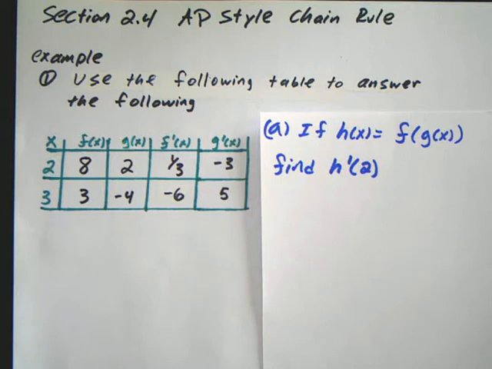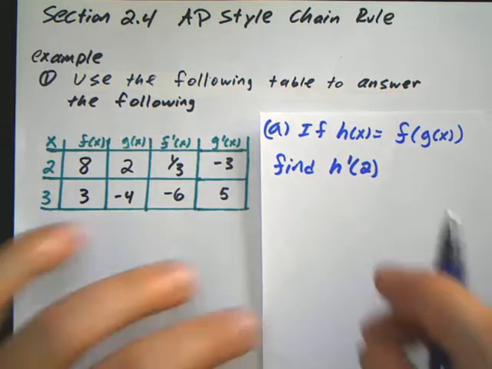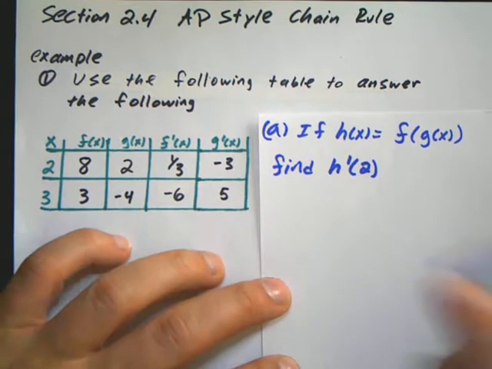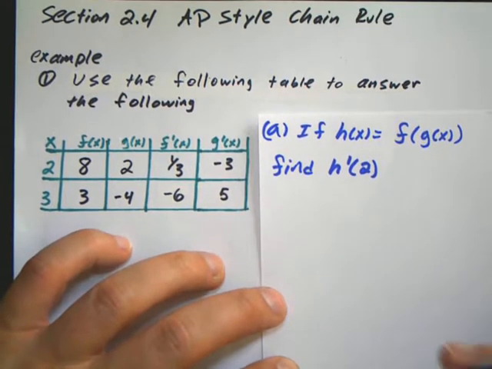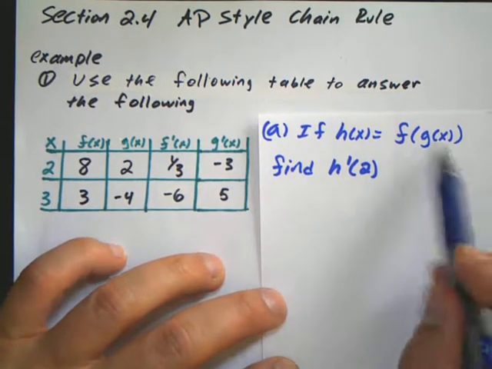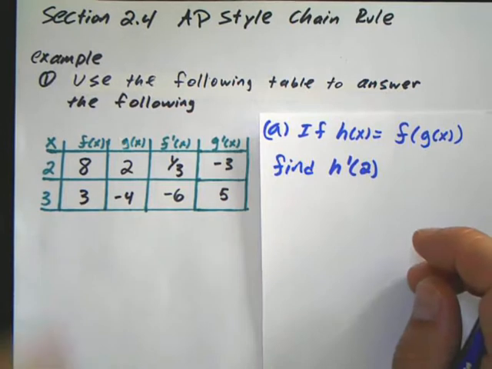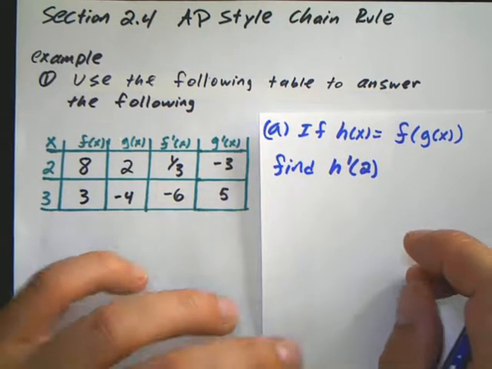The AP style chain rule is continuing in section 2.4, and for the first example we're presented with a table of values, sort of like the previous video. For these AP style questions, all you can really do is rely upon the definition. You don't really know what functions these are, but you don't care because you're given enough information to be able to solve it.